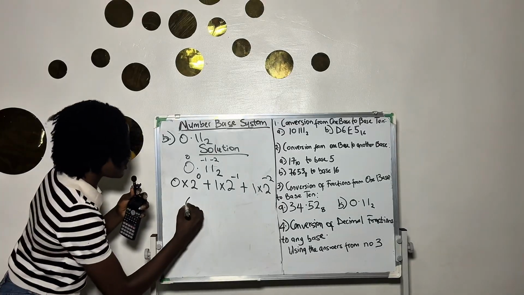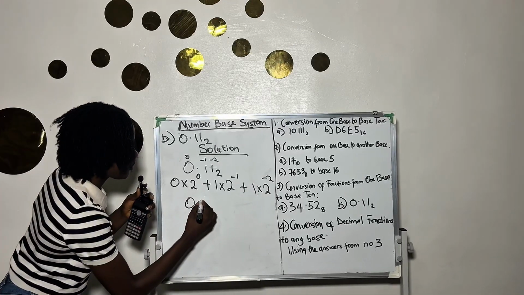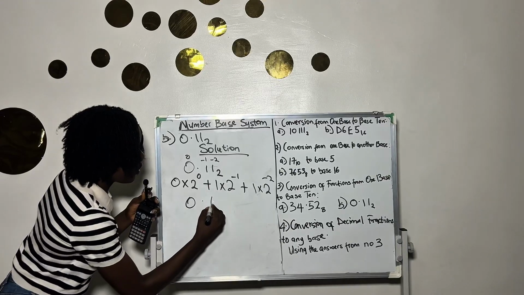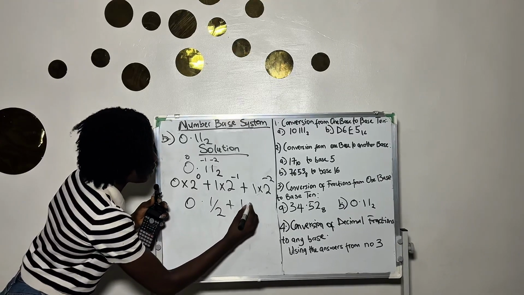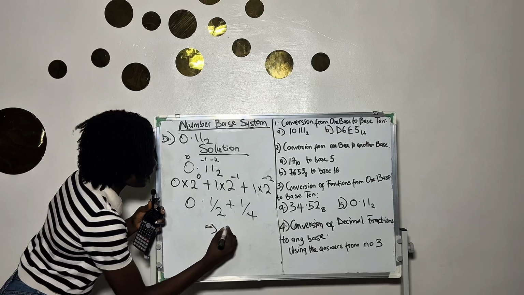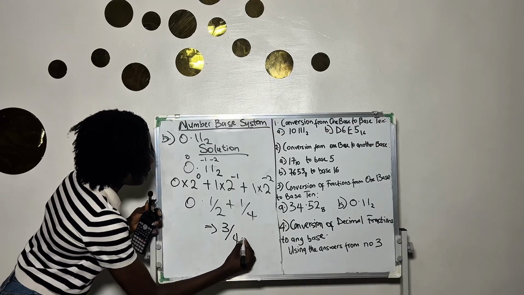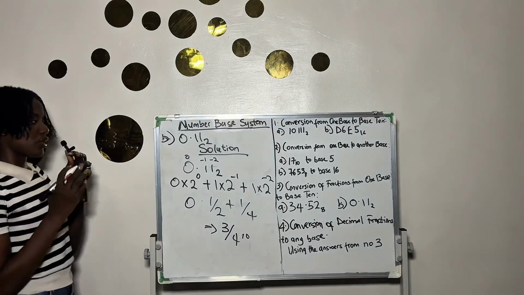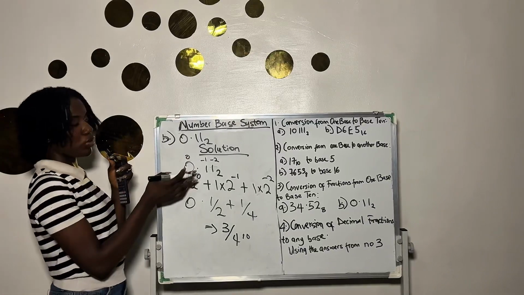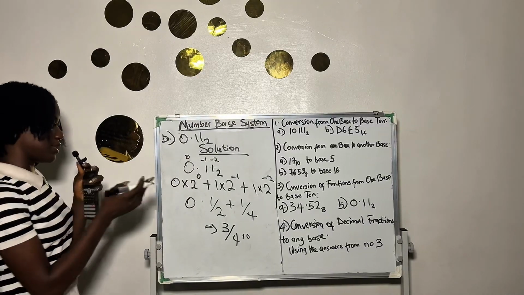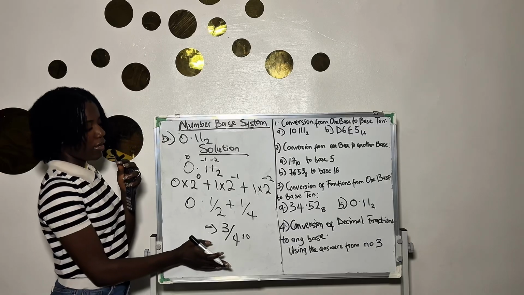Right, this is giving us 0.1 over 2 plus 1 over 4. This is giving us 3 over 4 base 10. So I've successfully converted 0.11 base 2 to base 10, which is giving us 3 over 4.